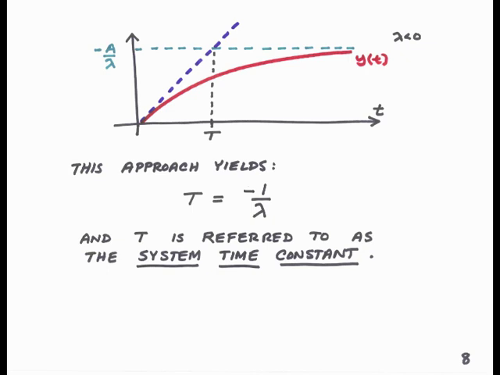Since the slope is a and the final value is negative a over lambda, we can now find cap T, and cap T will be equal to negative 1 over lambda, and this value cap T is referred to as the system time constant. The time constant characterizes the speed of response of the system, and you'll note that it's related to the characteristic value of the system.